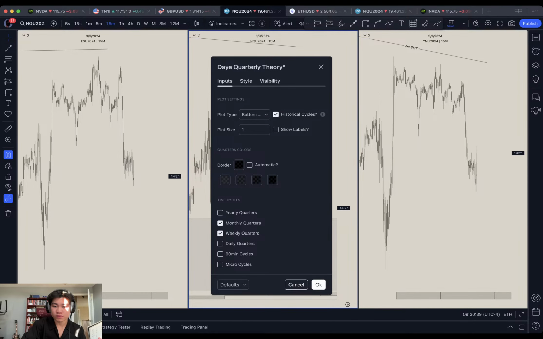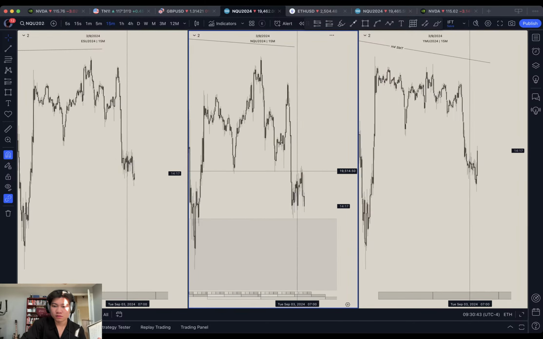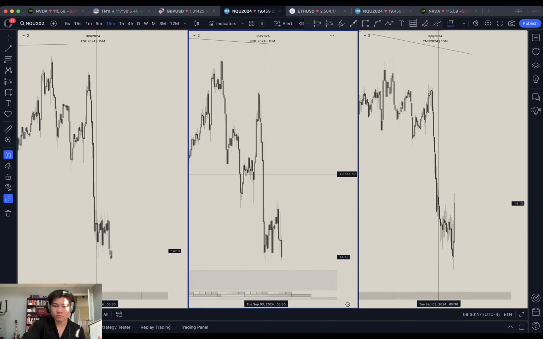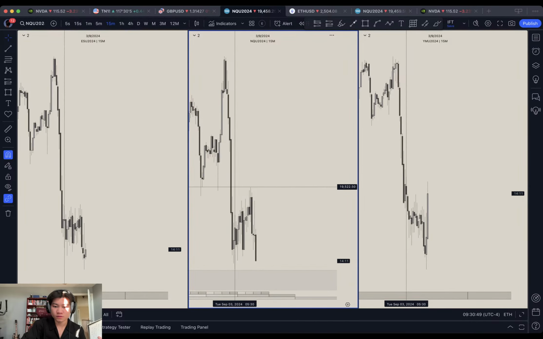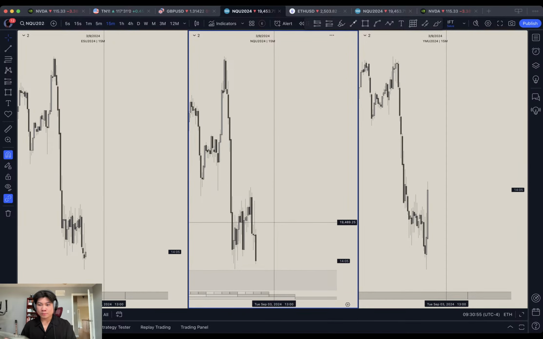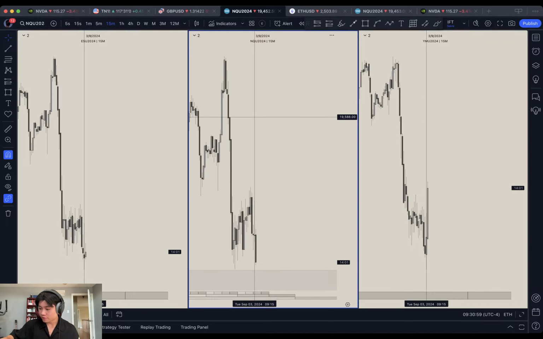So let's go back to my... If London low gets taken on NQ, I just expect lower prices. This is a massive London expansion. I didn't even see that until now.